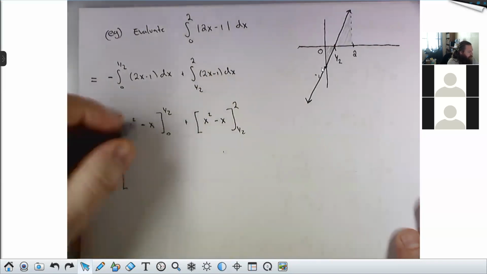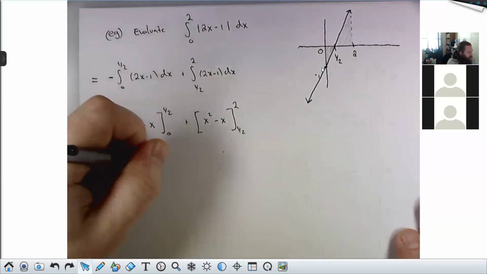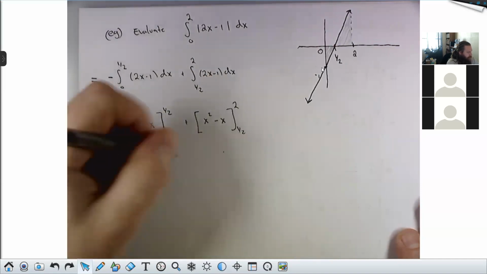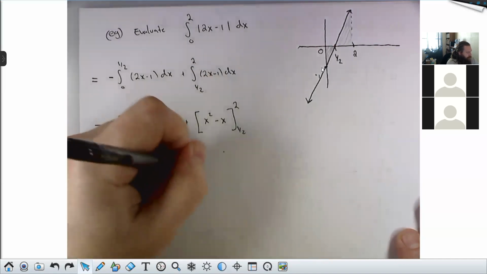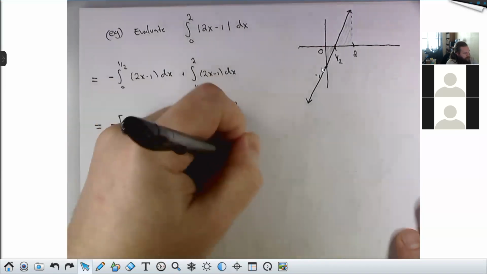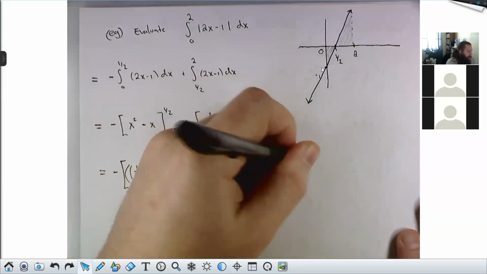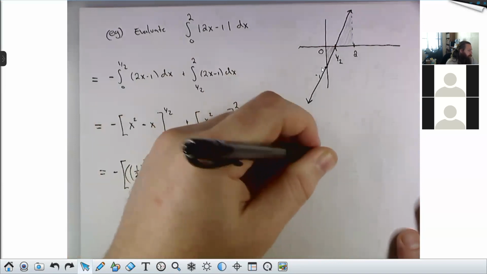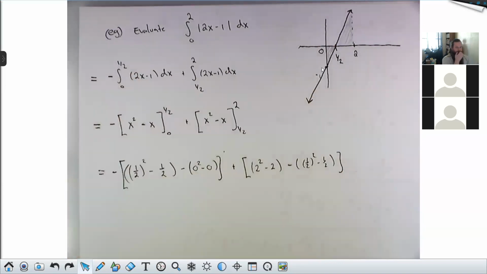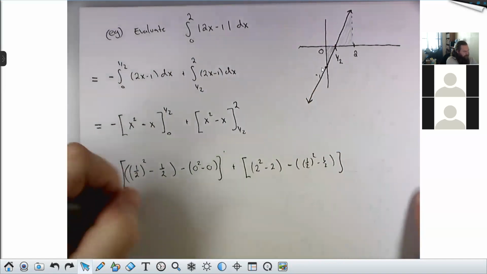And if I plug in 1/2, here I will get 1/2 squared minus 1/2, minus 0 squared minus 0, plus 2 squared minus 2 minus 1/2 squared minus 1/2. One half squared is 1/4. 1/4 minus 1/2 is negative 1/4.